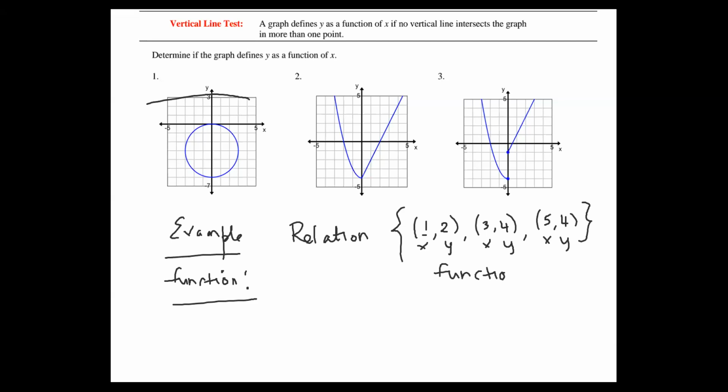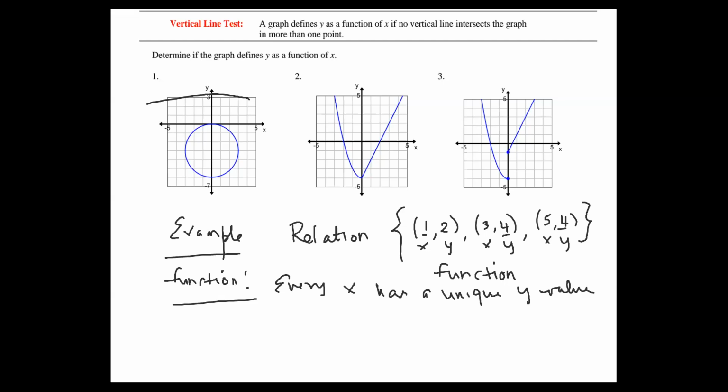However, the y can be repeated. That's why I put the same y value here. The y value can be repeated, but the x cannot be repeated. So a function is a relation where every x has a unique y value.